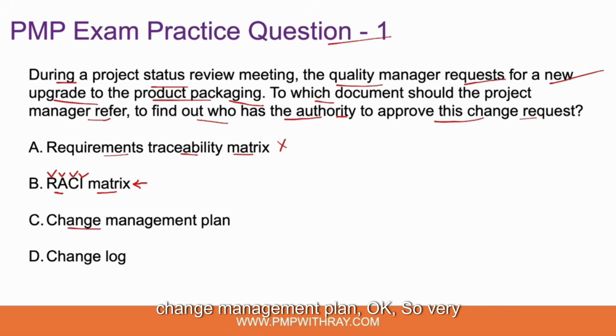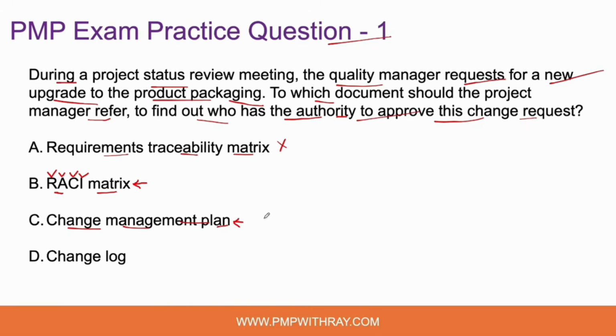Option C, change management plan. So very important: this change management plan is developed during the planning process of a project, and it talks about how changes will be managed across the entire life cycle of the project. Who will approve the change, how the changes will be documented, how the changes will be evaluated, etc. So the entire plan of managing a change is captured in the change management plan. So this is also a potential option to find out who has the final authority to approve the change request. So let's hold this option for now as well. Note how we are not rejecting any option without solid grounds.